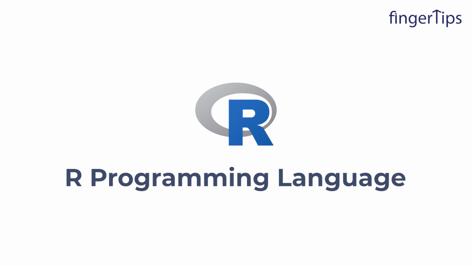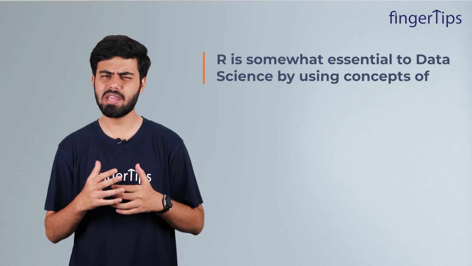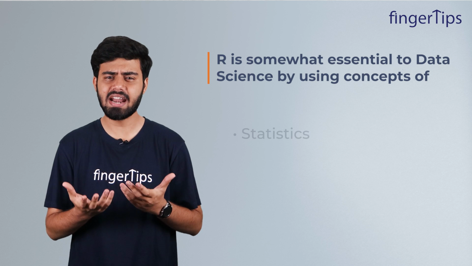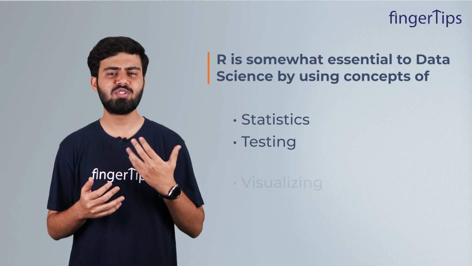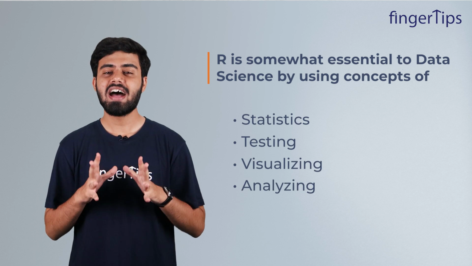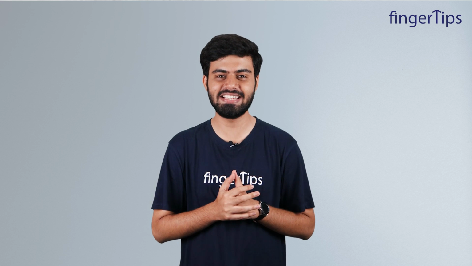Now with this, moving on to the fourth language we have on the list, which is R. Guys, R is somewhat essential to data science, as when it comes to processing data in data science by using different concepts like statistics, testing, visualizing, analyzing, R will definitely be the right choice for you. So applications coded using R will help you to process different databases and also process structured and unstructured data.